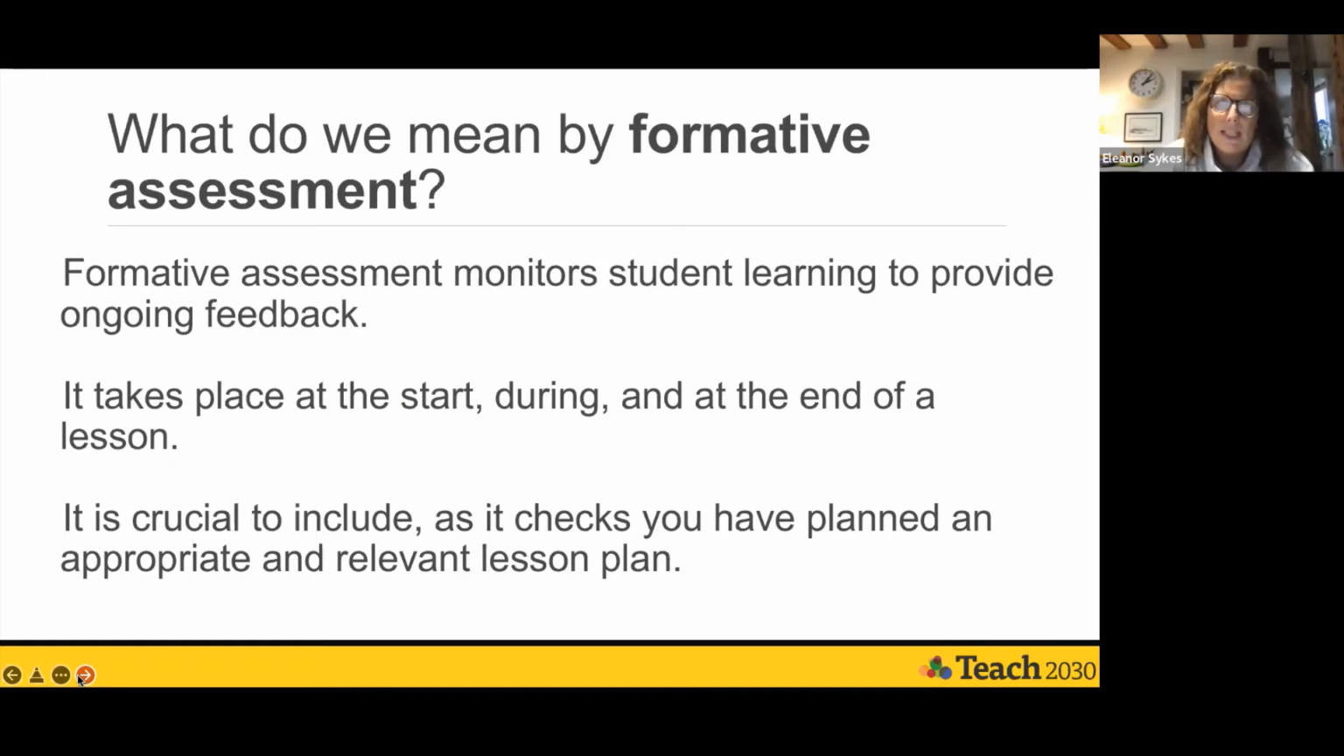So formative assessment monitors student learning to enable us as the teacher to provide ongoing feedback. It takes place at the start, during, and at the end of a lesson. So formative assessment is throughout the lesson. It's crucial to include formative assessment as it checks you have planned an appropriate and relevant lesson plan.